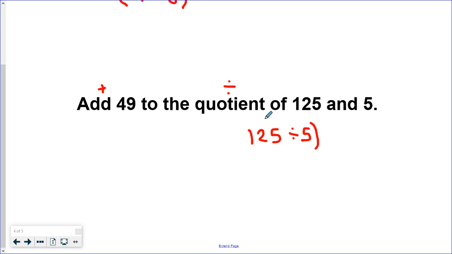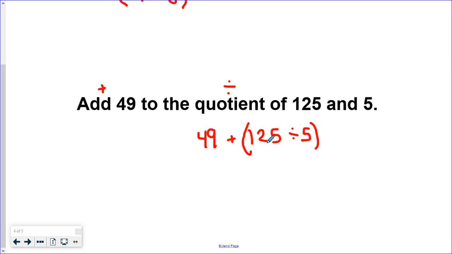I'm going to put my parentheses around it just because I'm telling you that's what I need to do first. And then I want to add 49 to it. And this is exactly how our problem should look. Okay, again, do you have to have the parentheses around this particular problem? Probably not, because you know that you would do your division first before you add. But as I said before, I like putting parentheses around what I know needs to be done first, because then there's no confusion.